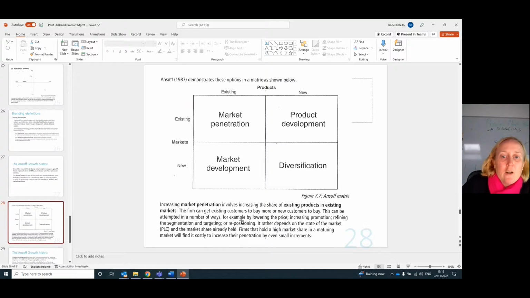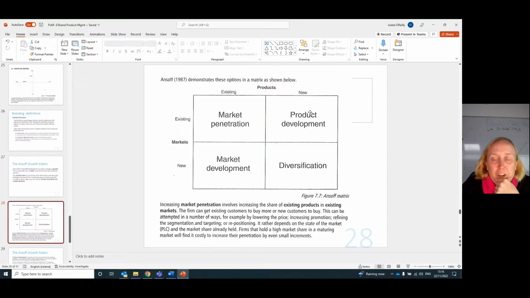so this is attempted in a number of ways. For example, by lowering the price. So if we have existing customers with existing products, we're looking at market penetration. And so we might have buy one, get one free offers. So they are sales promotions. We might just overall lower the price. Or we might tweak the segmentation.